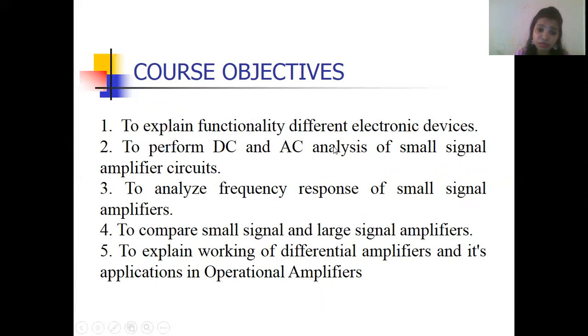If you are familiar with the analysis part of DC and AC, then you can easily analyze the frequency response. Once the frequency response is done, you can easily compare small signal and large signal amplifiers. And after all these things, you are able to explain the working of the differential amplifier. These are the objectives for this particular syllabus.